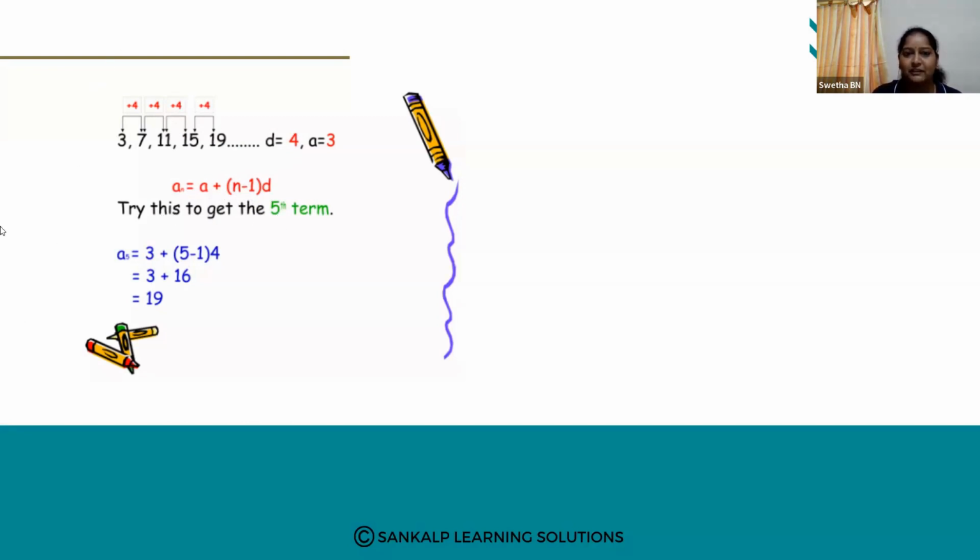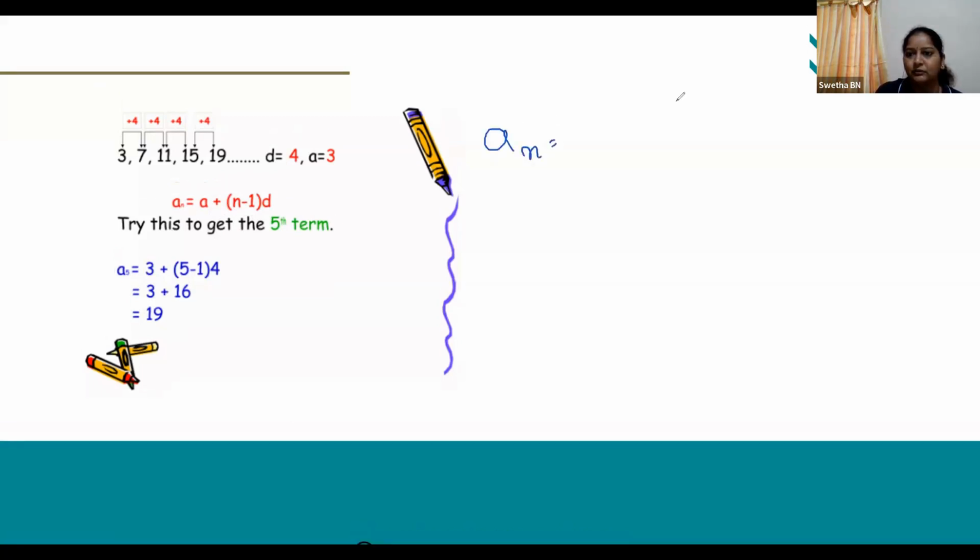Okay, so by using the formula, I will write here. See, what is our formula? a_n is equal to a plus n minus 1 into d. We are going to find the 5th term right now. So in place of n, you will write 5, which is the 5th term. Okay, already the 5th term is given, no?